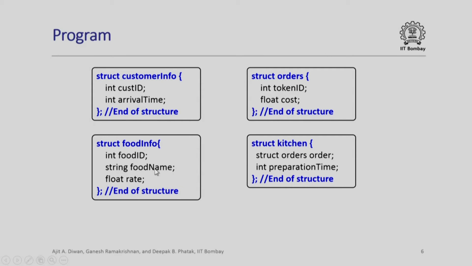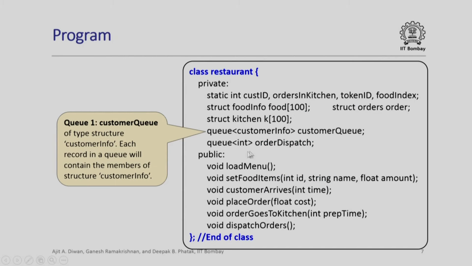a string which represents the food name, and the rate. Orders represent token ID and the total cost, and struct kitchen, which is actually a struct of the type orders, order and preparation time. So, for each order there is a preparation time associated with it, which is part of the kitchen structure. Let us now define the class restaurant.